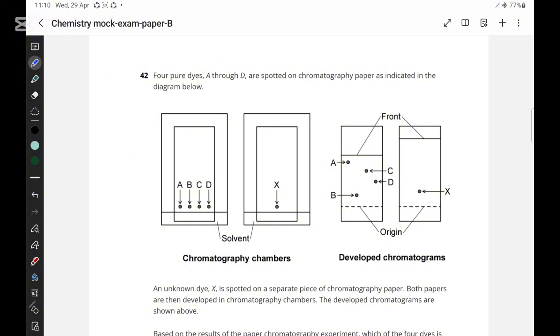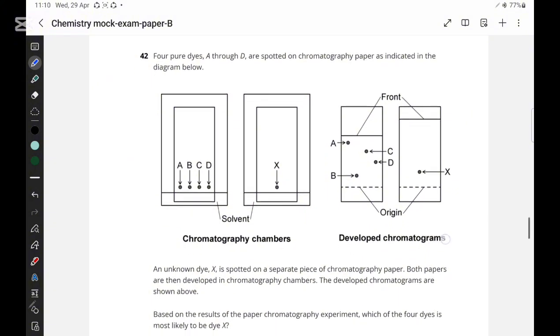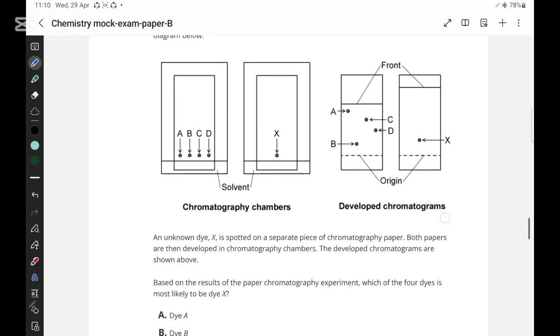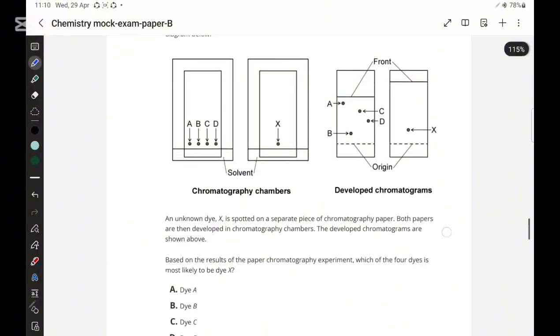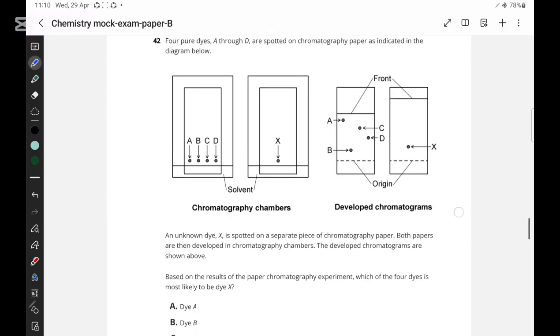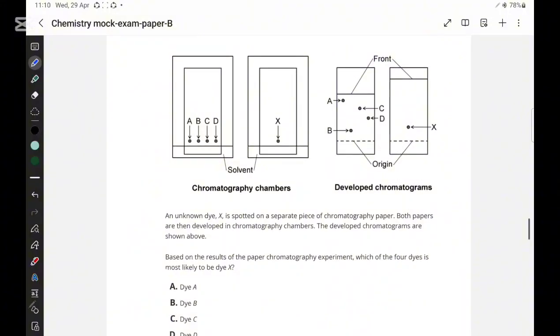For the next question, they are saying 4 pure dyes A through D are spotted on the chromatography paper as indicated in the diagram below. An unknown dye X is spotted on a separate piece of chromatography paper. Both papers are then developed in the chromatography chamber. The developed chromatograms are shown above. So based on the result, which one is going to be dye X?